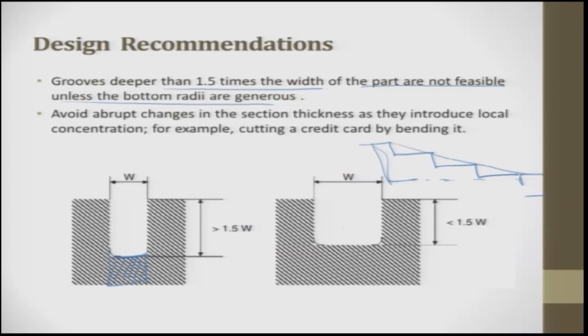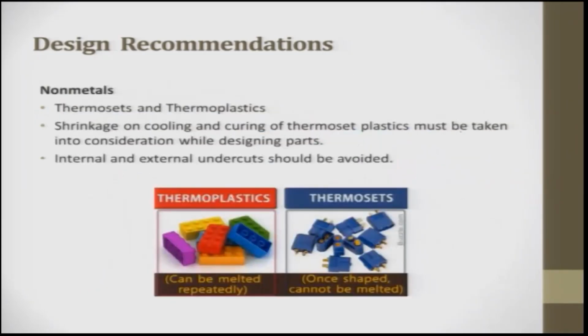So that it does not have sharp edges. So, avoid sharp change in the cross section as they introduce local concentrations. Like cutting a credit card by bending it. Okay. So, that is one of the things. So, you should always try to avoid having a change in geometry.